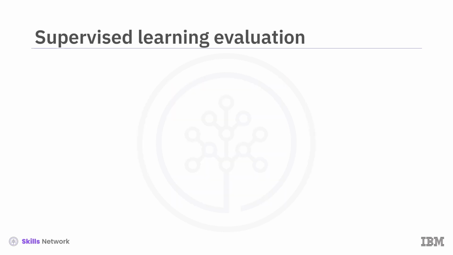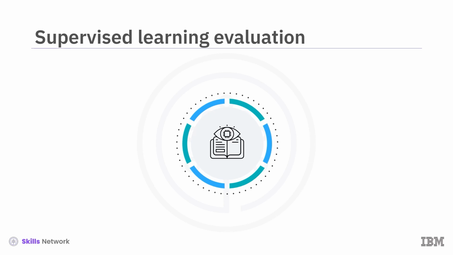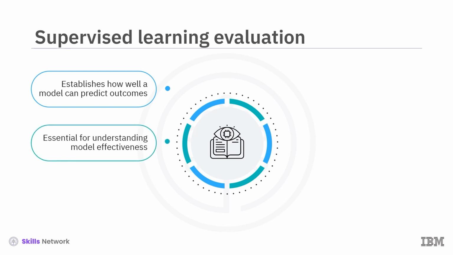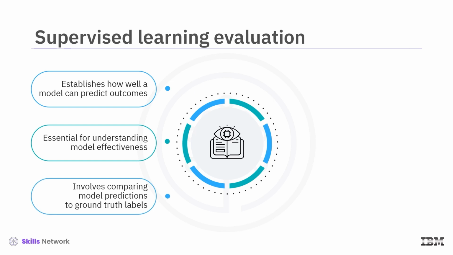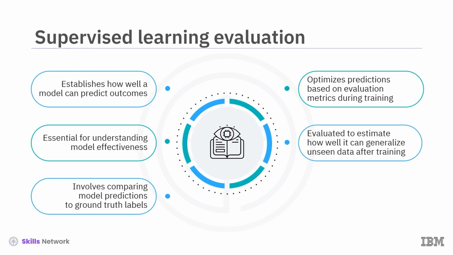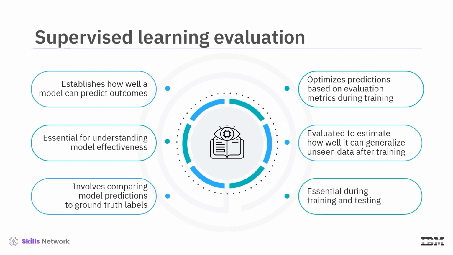Let's begin by understanding what supervised learning evaluation is. Supervised learning evaluation establishes how well a machine learning model can predict the outcome for unseen data. It is essential for understanding model effectiveness and involves comparing model predictions to ground truth labels. During training, the model tries to optimize predictions based on one or more evaluation metrics. After training, the model is again evaluated to estimate how well it can generalize to unseen data. Supervised learning evaluation is essential in both the training and testing phases.